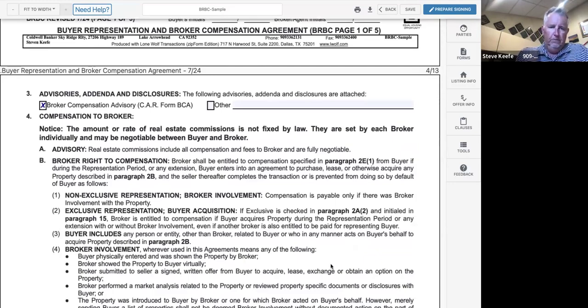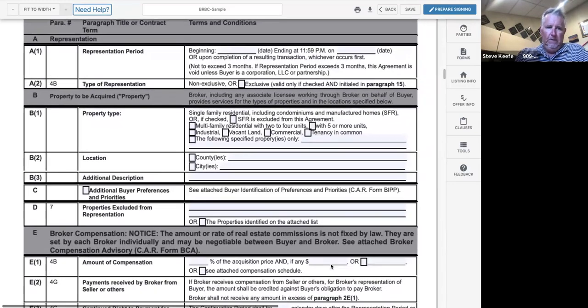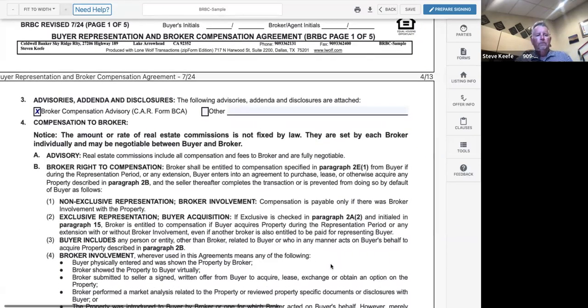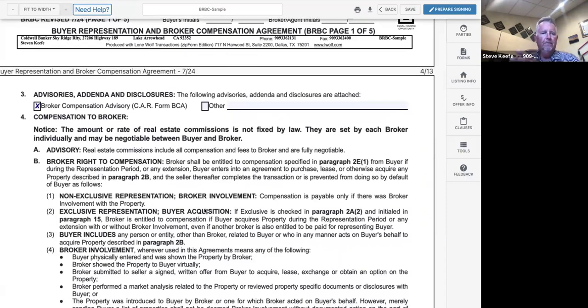Paragraph 4 refers to the matrix up above in compensation. So it gives you, plain and simple, I mean, the reason for all these lawsuits is buyers and sellers claiming that they weren't advised that real estate commissions are negotiable. So again, you're seeing it here. You're also seeing it in the BCA, where it's a reaffirmation that real estate commissions are negotiable and not set by law. There are not any standard fees.